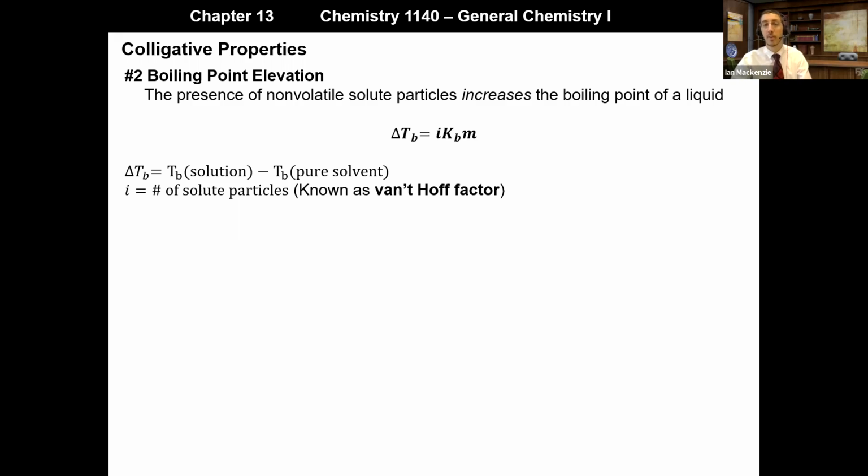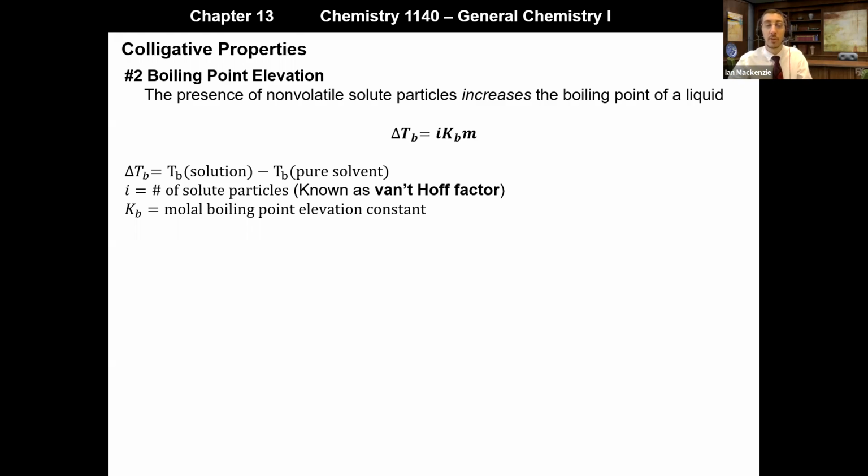So if we were thinking back to our example when we were doing vapor pressure lowering, when we were doing lactose, i would have just been 1, whereas sodium chloride was 2. Sodium chloride breaks into the sodium ion and the chloride ion, so we get 2 ions for every 1 molecule of sodium chloride, so i is 2. And by extension, that's how we use the van't Hoff factor when we're looking at the identity of the solute.